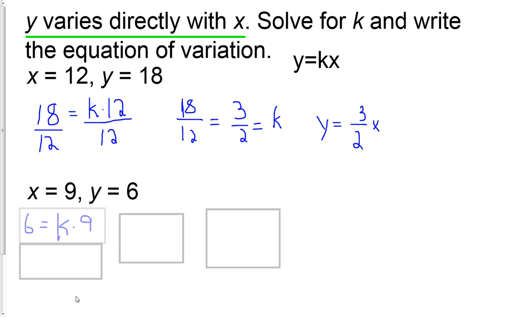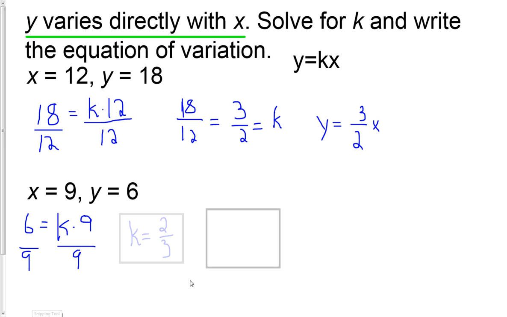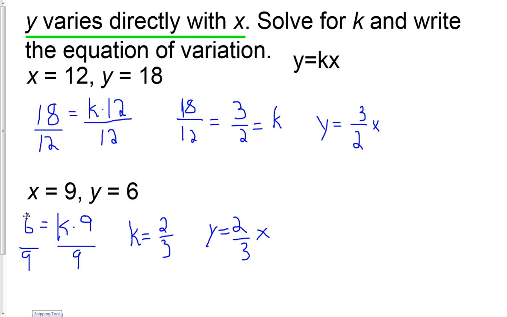One more, 6 equals k times 9, dividing by 9 on both sides. 6 over 9 equals 2/3, divided by 3, divided by 3, and y equals 2/3 x.